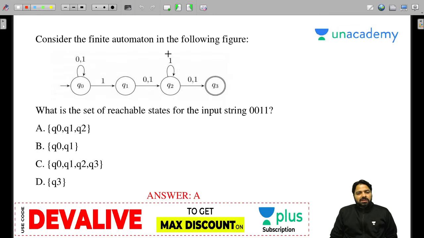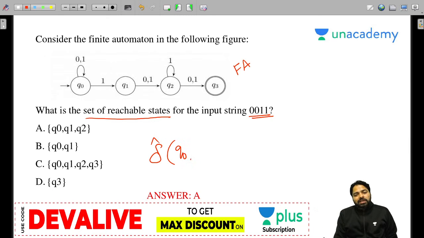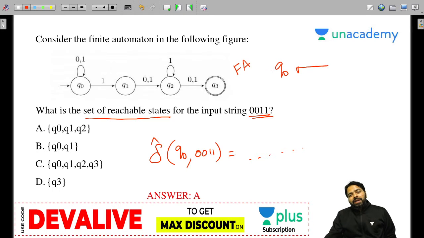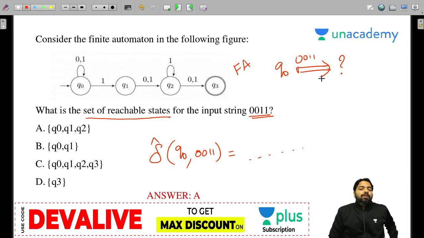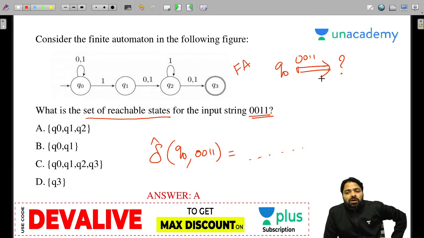Okay, next question. This is a very popular question, guys, in this subject. Consider the finite automata. This is the given finite automata. NFA, DFA doesn't matter. The set of reachable states for the input string 0011, and reachable states means by default they are talking from the initial state. By reading 0011, what are the states you get? That means from Q0, by reading the string 0011, what are the states you can halt at? There could be more paths, and every path can halt at a different state. So you have to work on it.